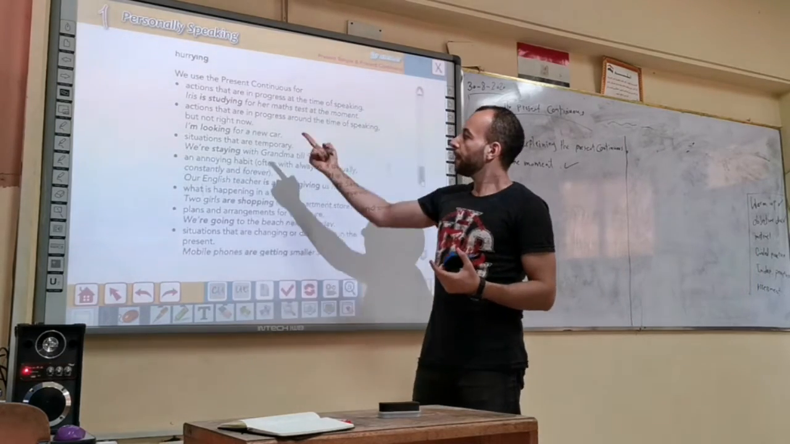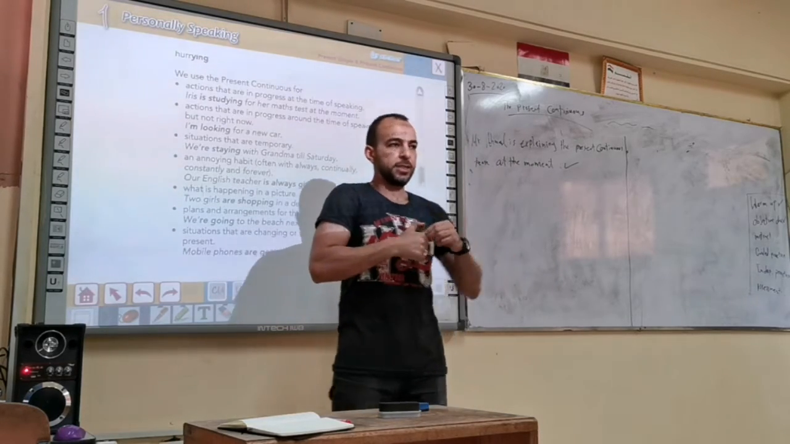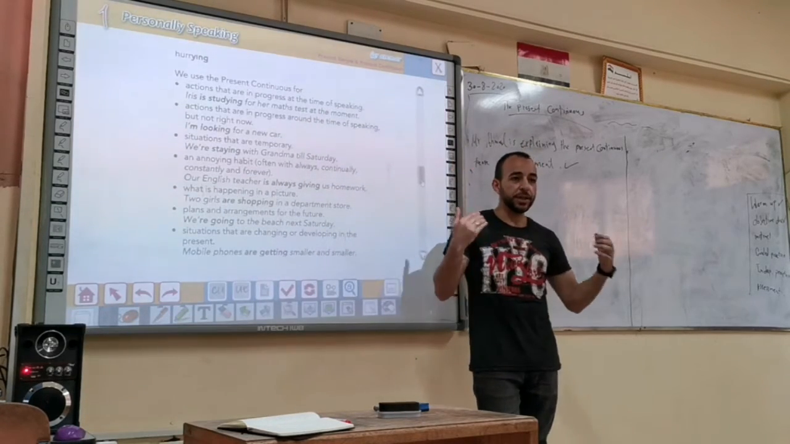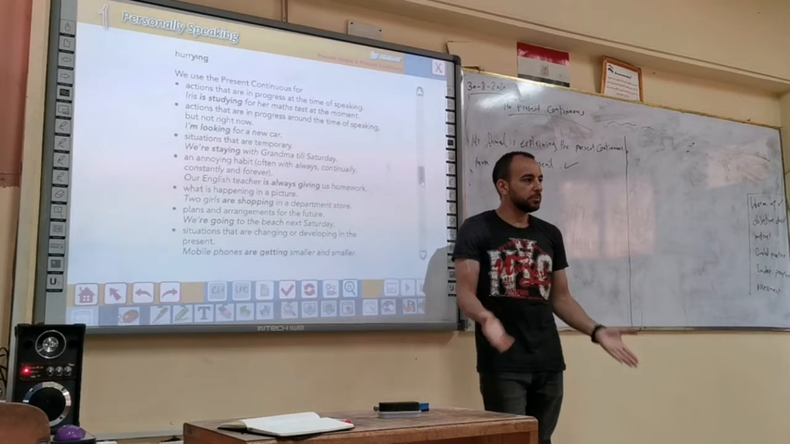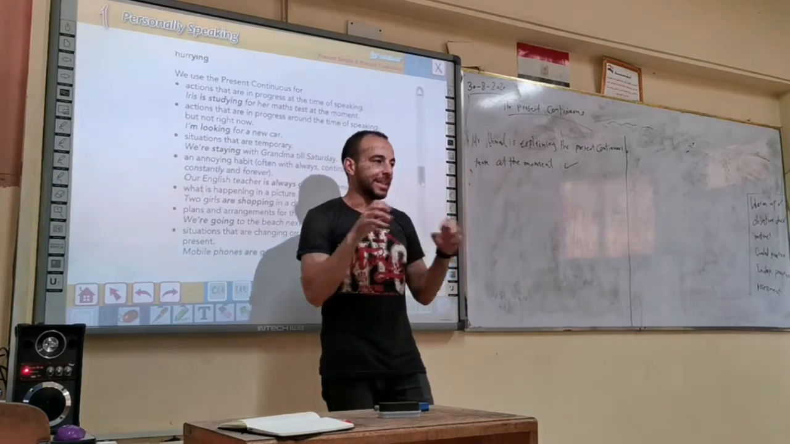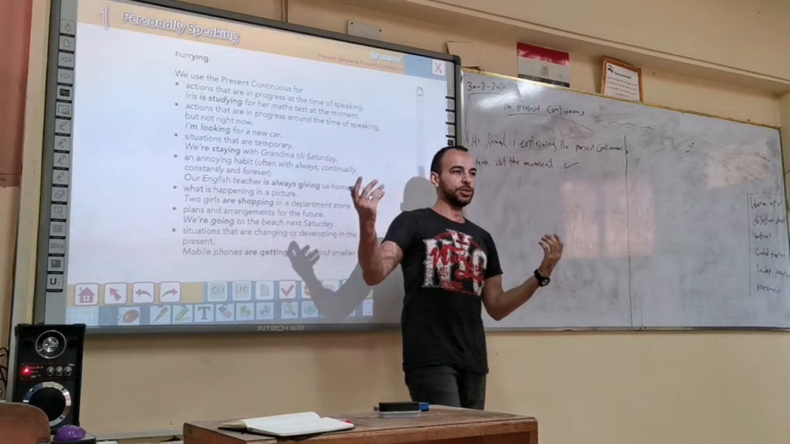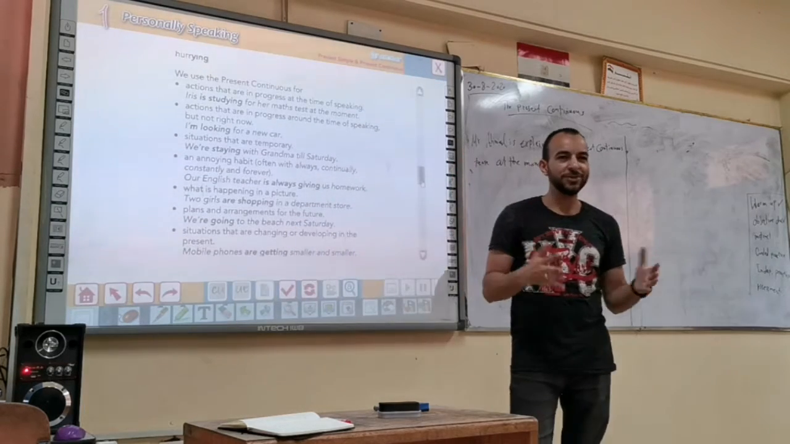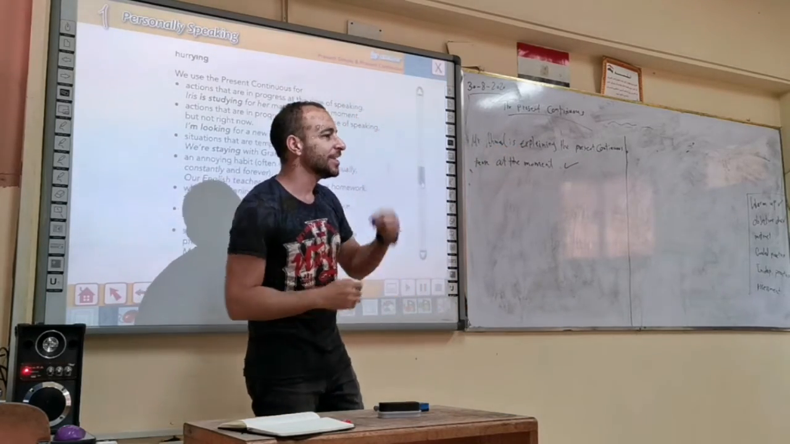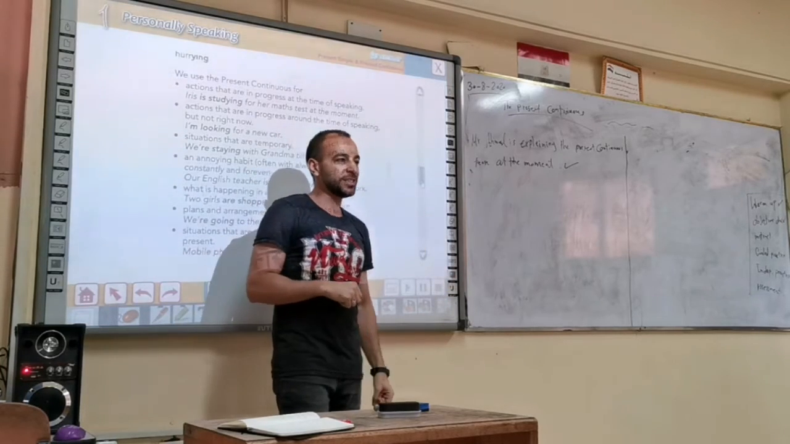Okay. Second sentence. I'm looking for a new car. When I say this sentence now, do you think I'm looking for a new car now? Well, of course not, because I'm with you. I'm not looking for a new car at the time of speaking, but it means that after school, I may go out and search for a new car, right? So it expresses something happening around the time of speaking. This is the second usage. If you want to speak about something happening around the time of speaking, use this tense.